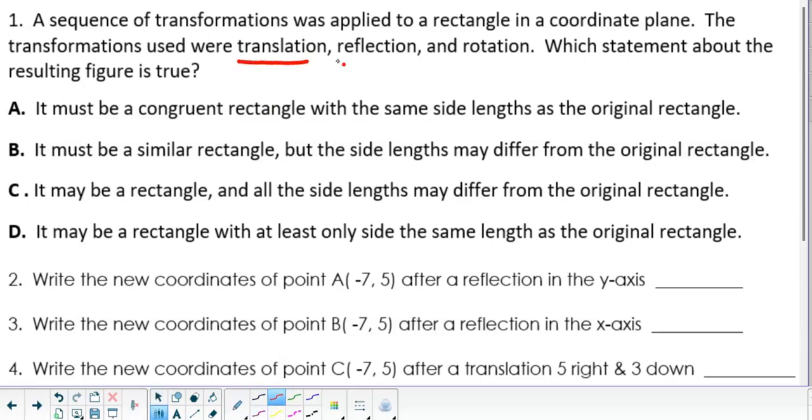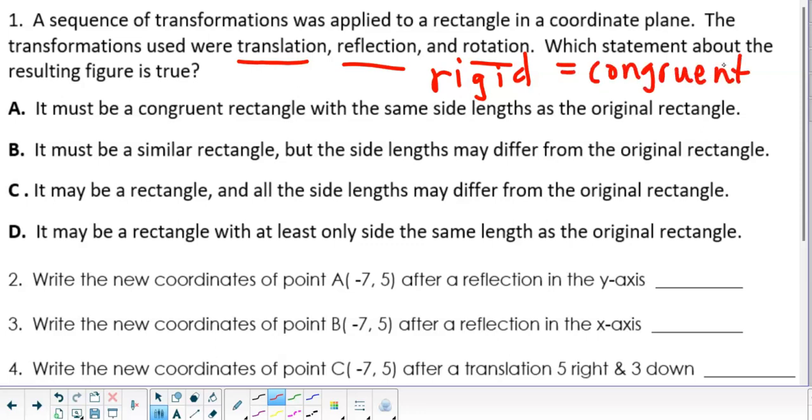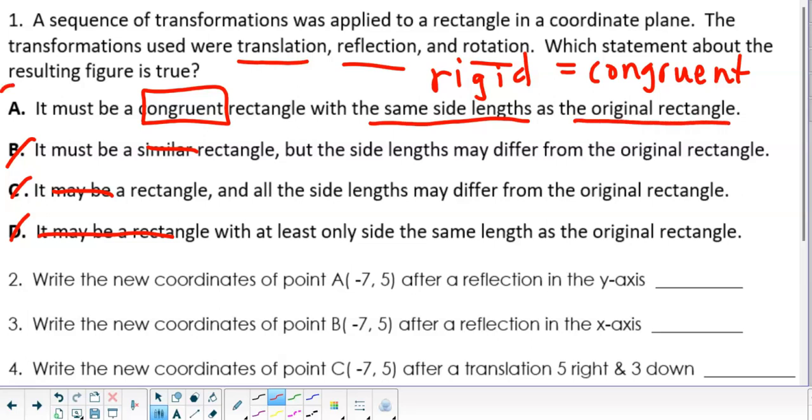You need to focus on the fact that the 3 transformations that were mentioned are rigid motions, and all rigid motions result in congruent figures. So it cannot be similar, and it cannot maybe be a rectangle. It must be a rectangle, and it must be a rectangle that is congruent. All the side lengths will be the same, and all the angles will be the same as the original. So the answer here is A.